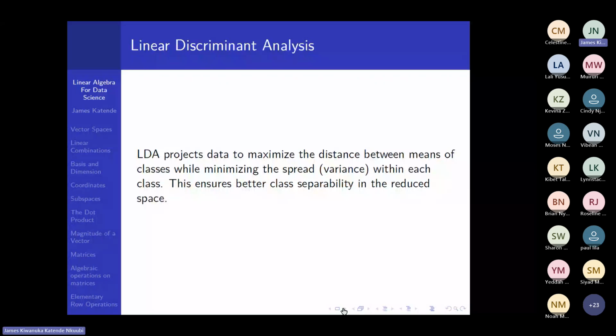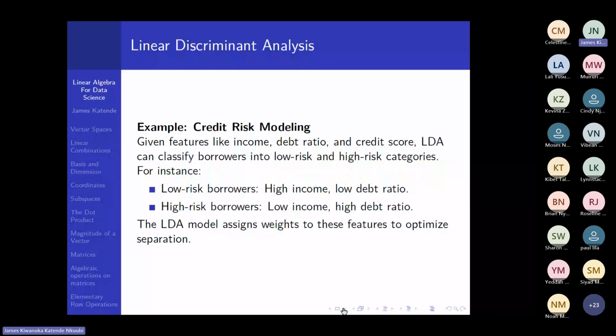So this just repeats what I was saying. As an example, we can apply it to credit risk modeling as follows. We shall go and do an actual example in Python, but let's try to describe it first. If you have features like income, debt ratio, and credit score, you can use LDA to group borrowers into low risk and high risk.